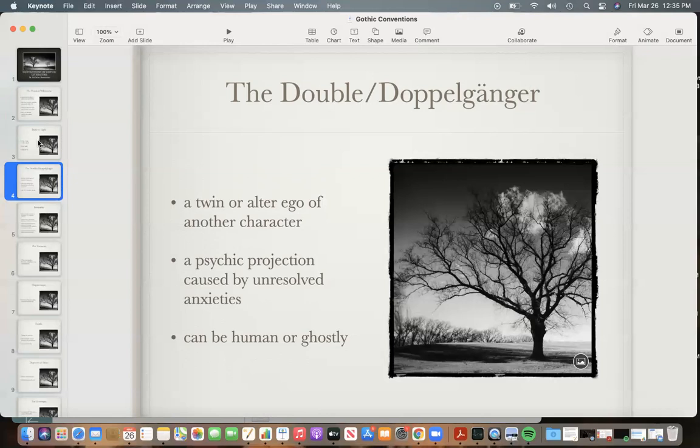So right after he's killed someone and he's like, oh no, this is the last time, I'm not going to do this anymore, the other side of him will pop up and be like, yeah, you're definitely going to do it again. You know you love this. You know you have a taste for it. And the double or doppelganger doesn't always have to be human.